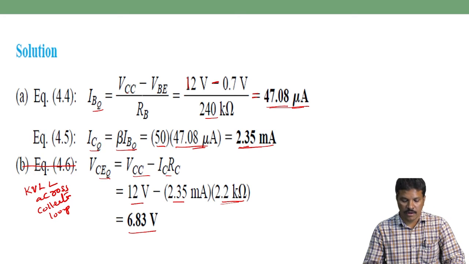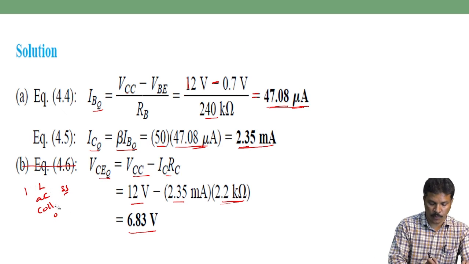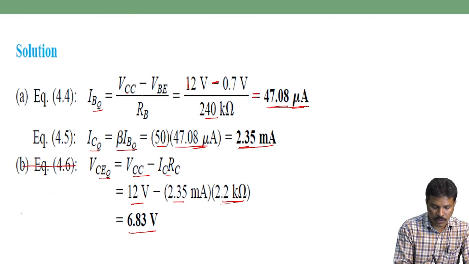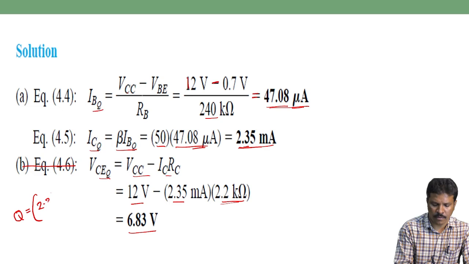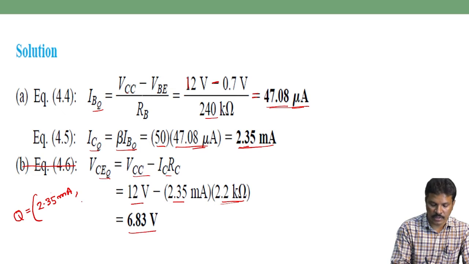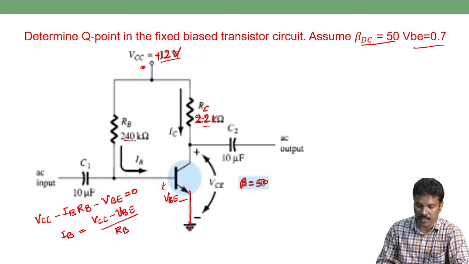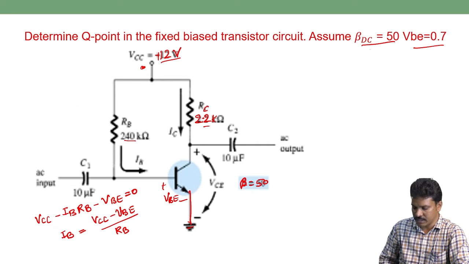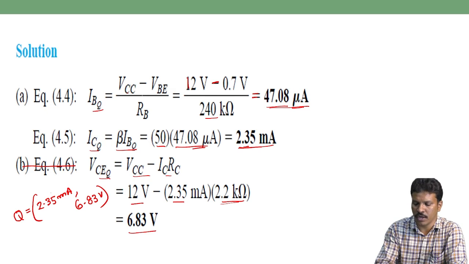So here, what is the Q point? What is ICQ? 2.35 milliampere, comma, what is VCQ? 6.83 volts. This is called the Q point. So in this problem, they asked for the Q point in the fixed bias transistor. If you want to draw the Q point on the output characteristics, we must know the load line.